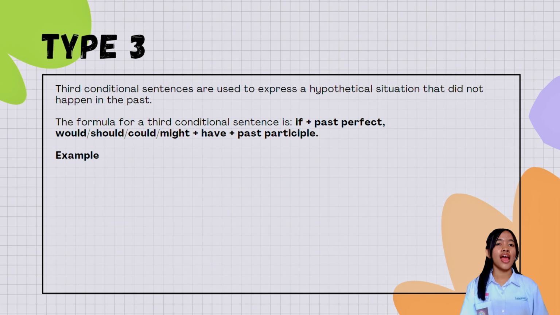The third conditional sentences are used to express a hypothetical situation that did not happen in the past. This can be illustrated because that condition is highly impossible and merely a dream or imagination. In the third type of conditional sentence, the sentence structure uses the past perfect tense combined with modal auxiliaries such as would, could, and should. The formula for a third conditional sentence is if plus past perfect, would or should or could or might plus have plus past participle. Here are examples of conditional sentence type 3.